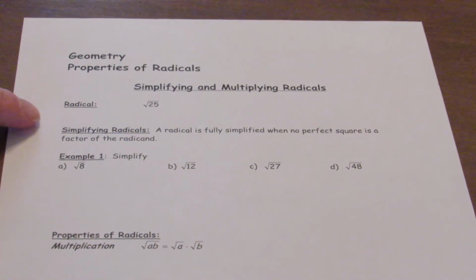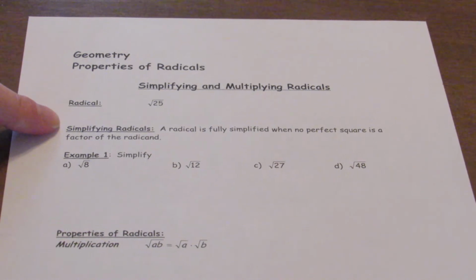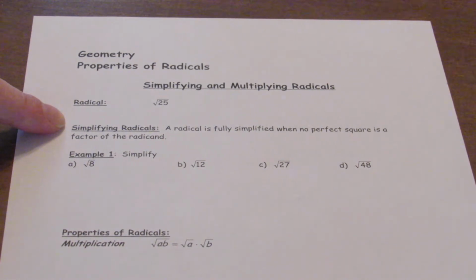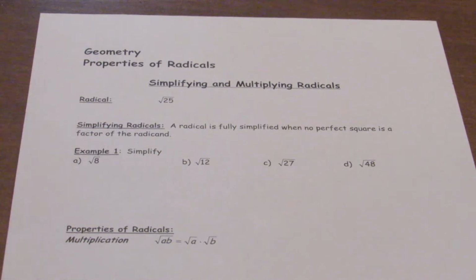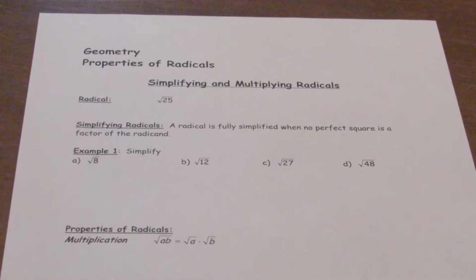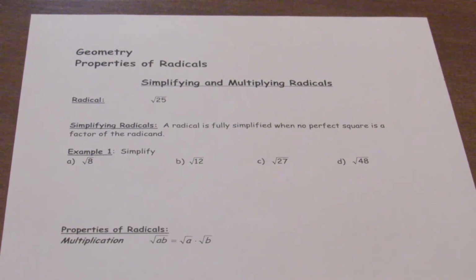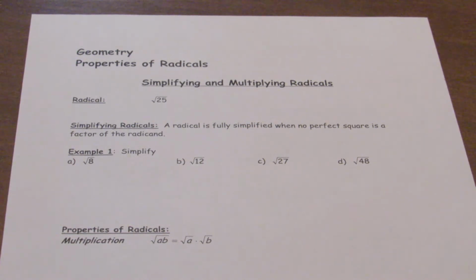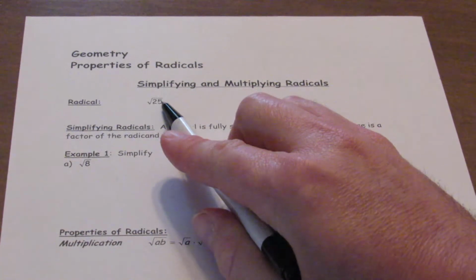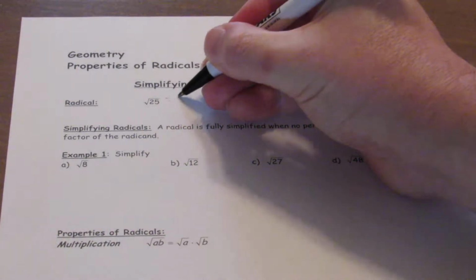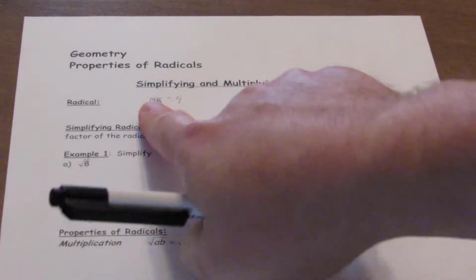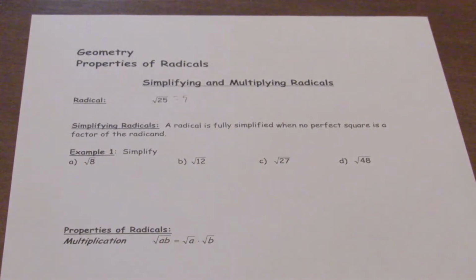So when we simplify a radical, it says a radical is fully simplified when no perfect square is a factor of the radicand. Okay, we'll expand on that a little bit tomorrow. But for what we're doing here, that's a good definition. A perfect square is a number where there's a certain number that multiplied by itself equals that number. So like the square root of 25, most of you know, is equal to 5. So root 25 is a perfect square.